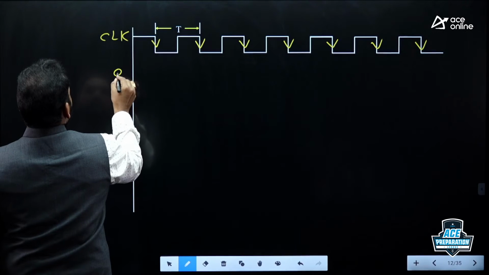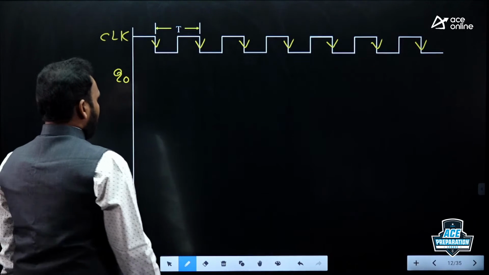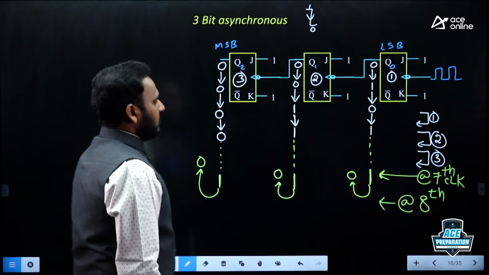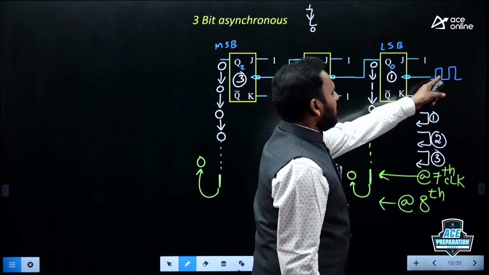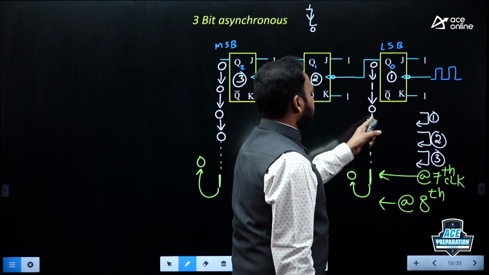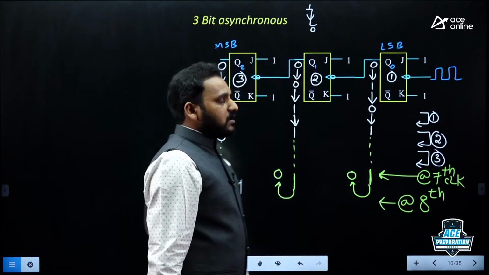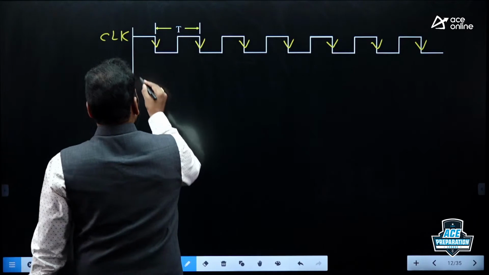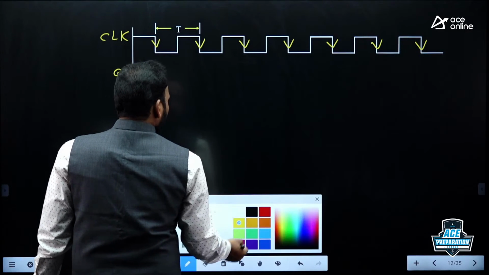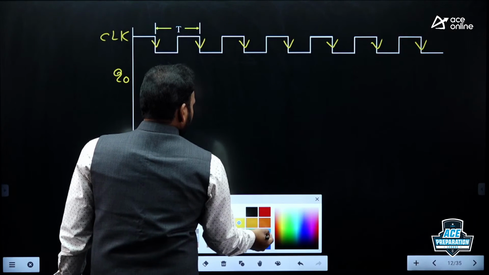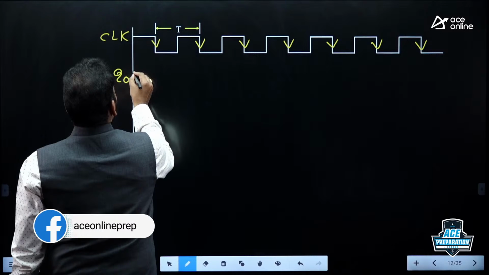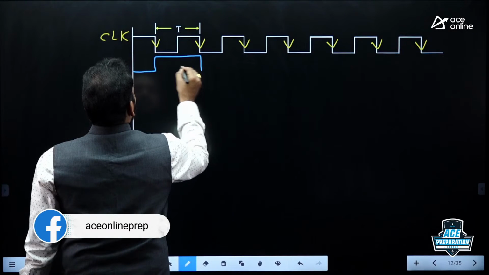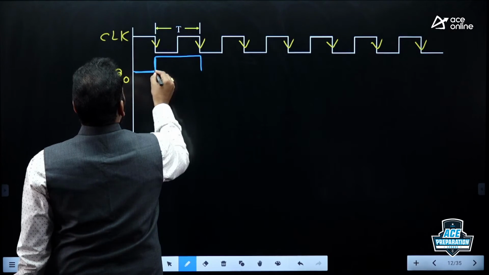I am going to draw the waveform at the output of Q0. You see, my dear friends, for every falling edge of clock, it is going to change from 0 to 1, 1 to 0, 0 to 1, 1 to 0. It's simply toggling, right? So I can put it on the graph. Initially, I took all the outputs at 0, so I am assuming Q0 is initially at 0. At every falling edge, it will toggle. Toggle means complement of previous.